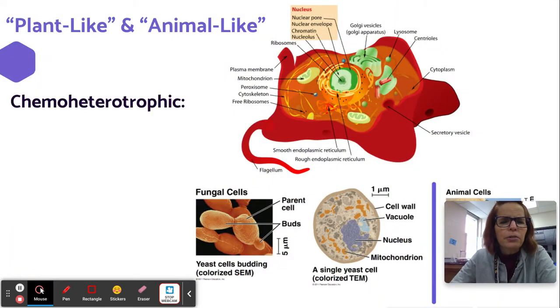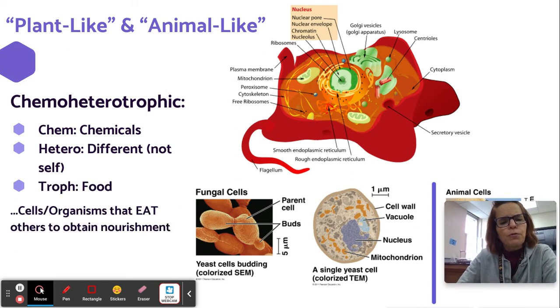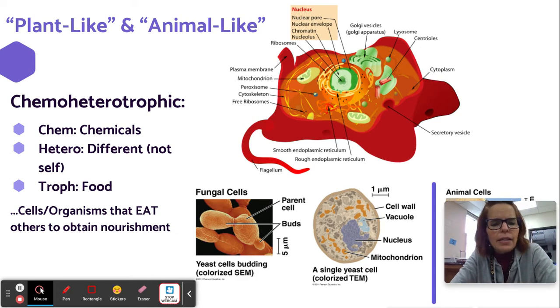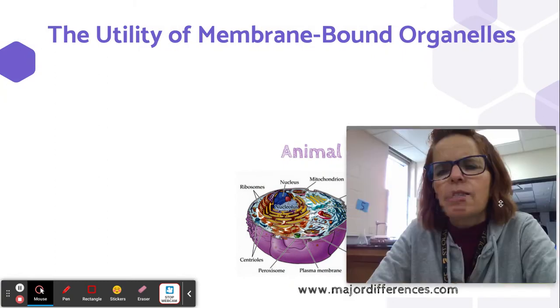They're chemoheterotrophic. Chem refers to chemicals. Hetero means different in this case. So it just doesn't mean self. It means outside of self. And then troph again means food. So these are organisms that eat in order to obtain their nourishment. There are some organisms, Euglena, I believe, is an example, that can both eat and photosynthesize. So it's not exclusive. All right, let's just talk really quickly about the importance of membrane-bound.